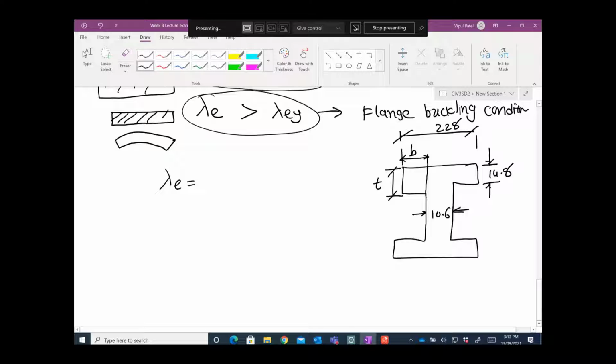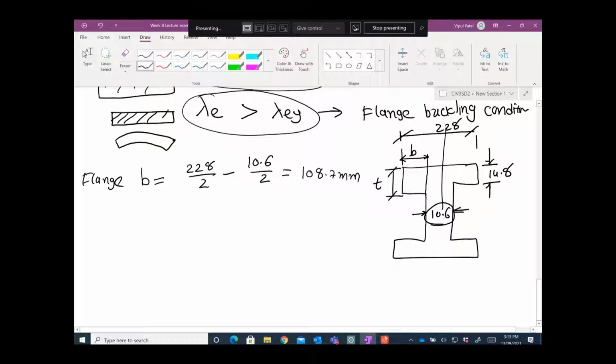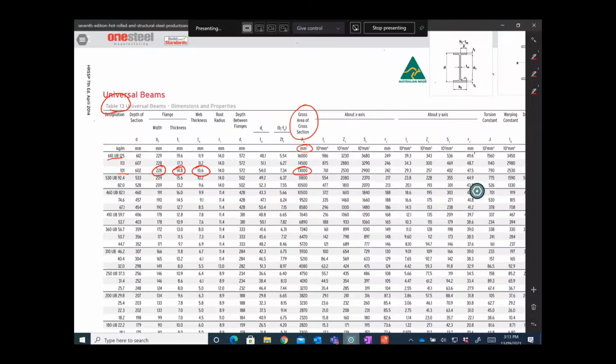So if I want to calculate this b first, let me calculate this b for the flange. This b can be found by taking this 228 divided by 2, take away this 10.6 divided by 2. If I do the quick calculation, you get 108.7 millimeters. Does the one steel tables give us that b? No, straight away they give you this b on t.